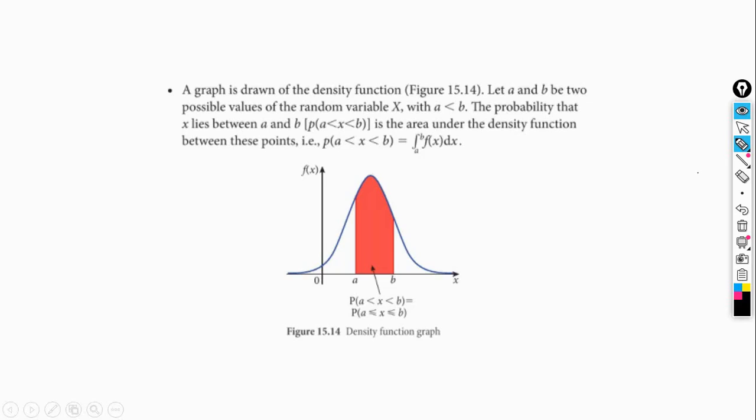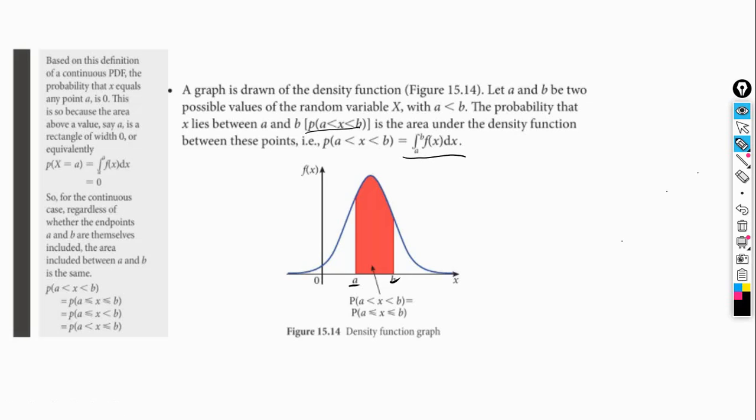If a and b are two possible values of the random variable x, with a less than b, the probability that x lies between a and b is obviously the area under the density function between those 2 points. So it would be simply the integration of the curve between points A and B.